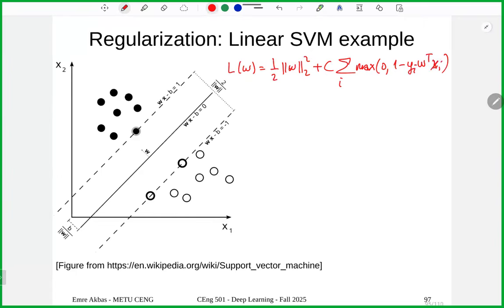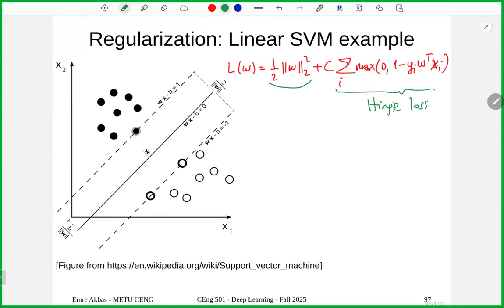So this is the loss function of linear SVM. This part is hinge loss, and it measures the empirical risk, right? How many data points are violating the hinge loss, and we are trying to minimize it. What about this part? What does this do? Yes, that's the regularization part.